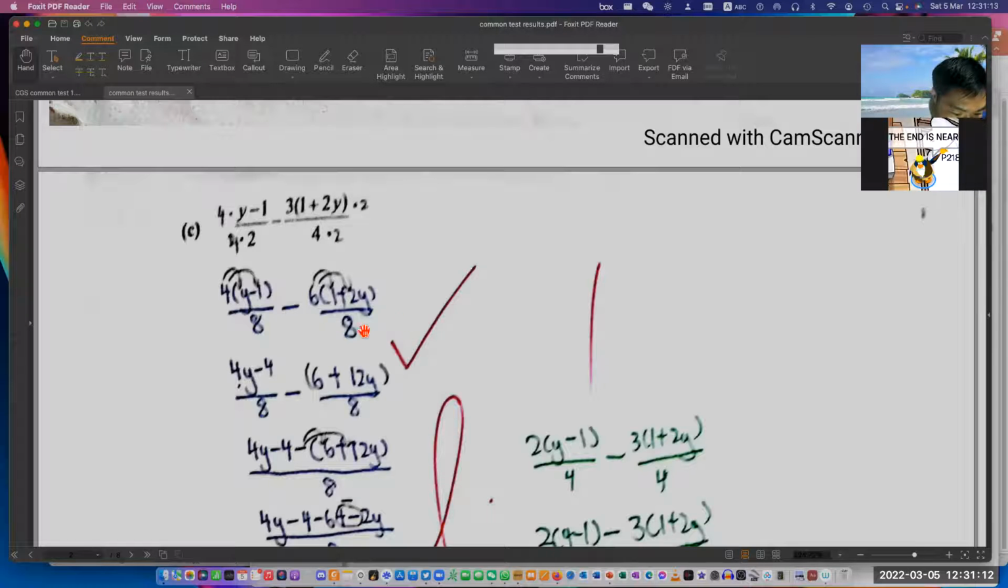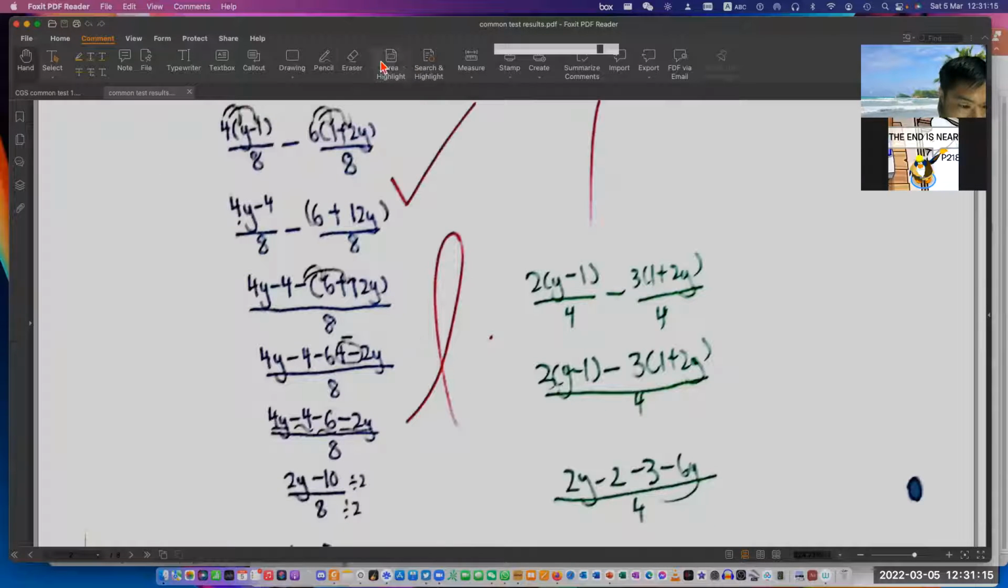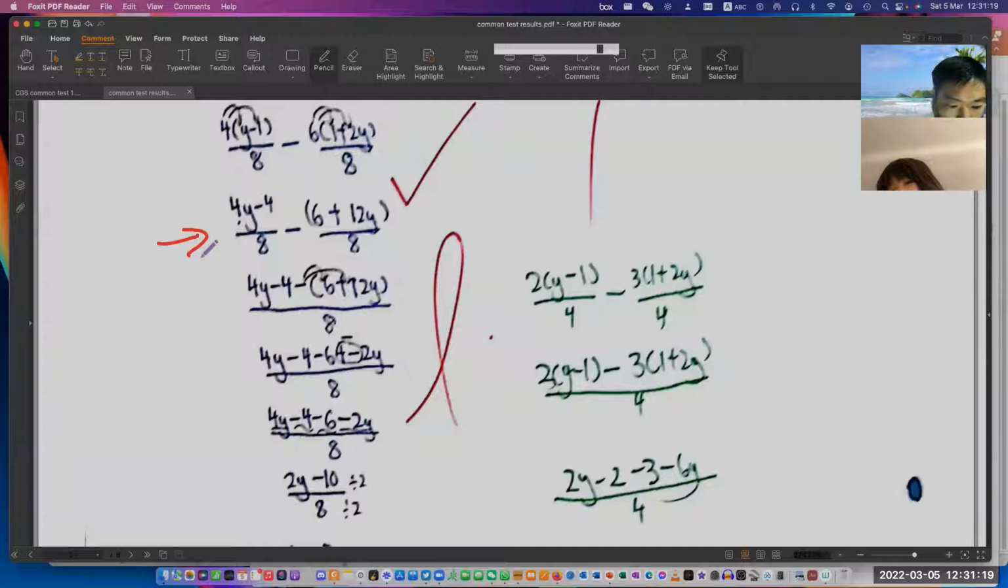Okay. So what's wrong with this question is this. She is right until this step. But after that, wrong already. Look at y. This is 12y. Look at this. I also don't know what this is. This looks like 72y to me. And then she read it as 2y. Supposed to be 12y.